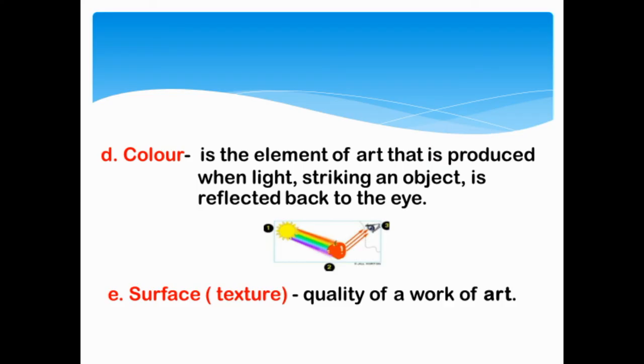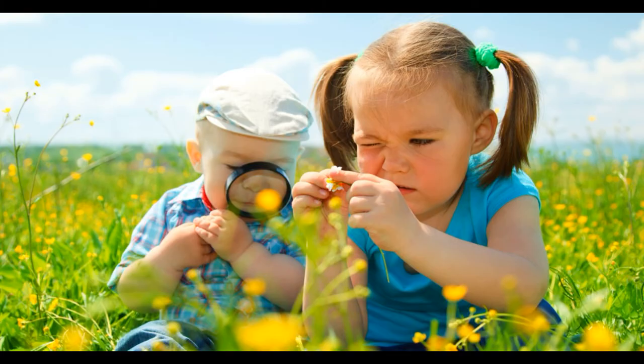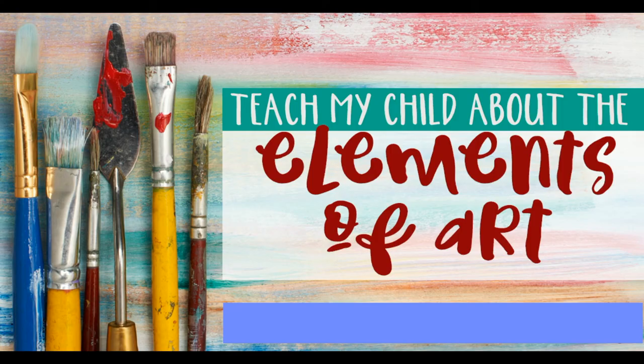And the last one is surface. Surface is a quality of a work of art. So we have there the line, shape, form, color, or the texture. It talks about the result of your artwork, of your creativity. The elements of art can be observed in the beauty of nature. I hope you understand our lessons.